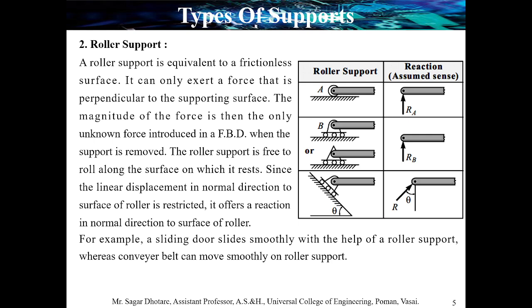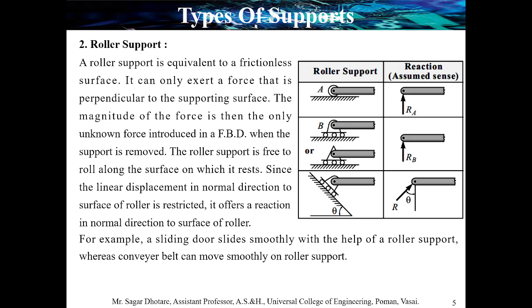Now, the second type is a roller support. Whenever a support occurs with a frictionless surface, we generally consider it a roller type of support. It exerts only one type of force. If the roller is rotating in a horizontal direction, the reaction force exerted is perpendicular to the support surface.